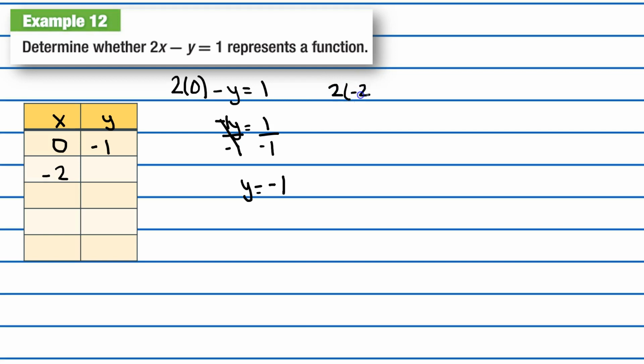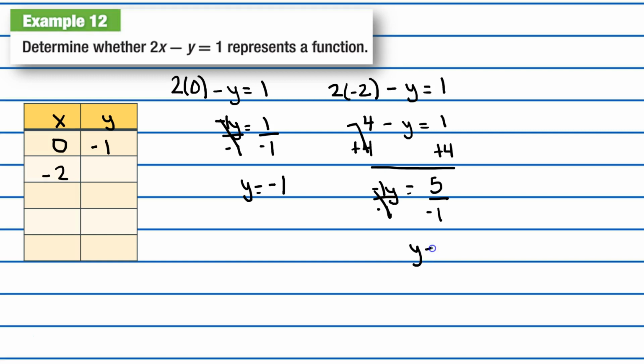So 2 times negative 2 minus y is equal to 1. 2 times negative 2 is negative 4. Minus y is equal to 1. Add 4 to both sides. Negative y is equal to 5. There's a negative 1 here, doing the same thing that we did before. So y is equal to negative 5. So negative 2 and negative 5.